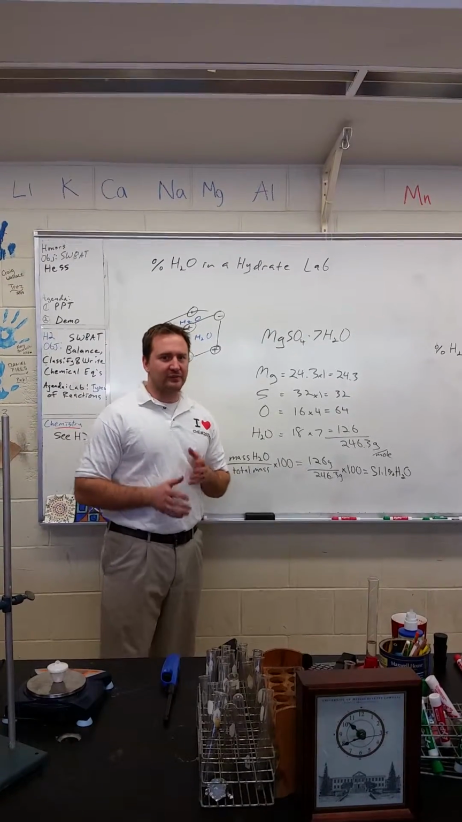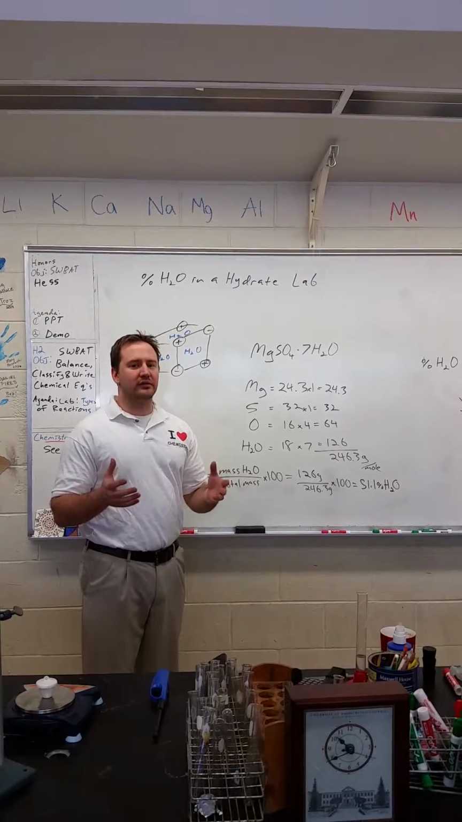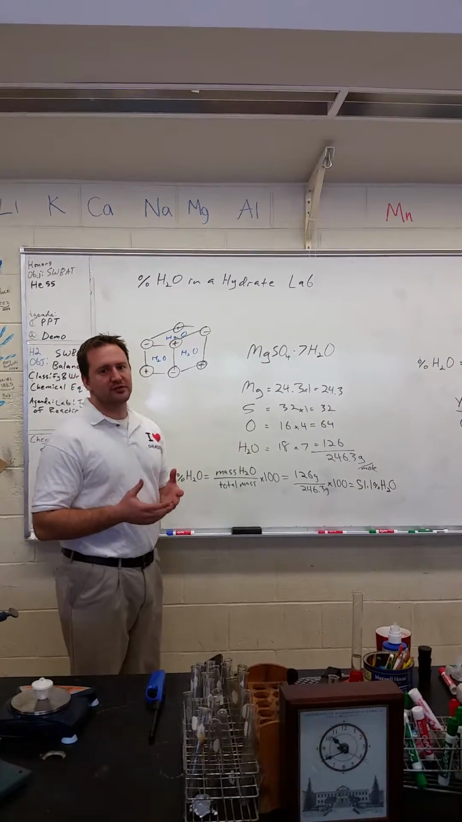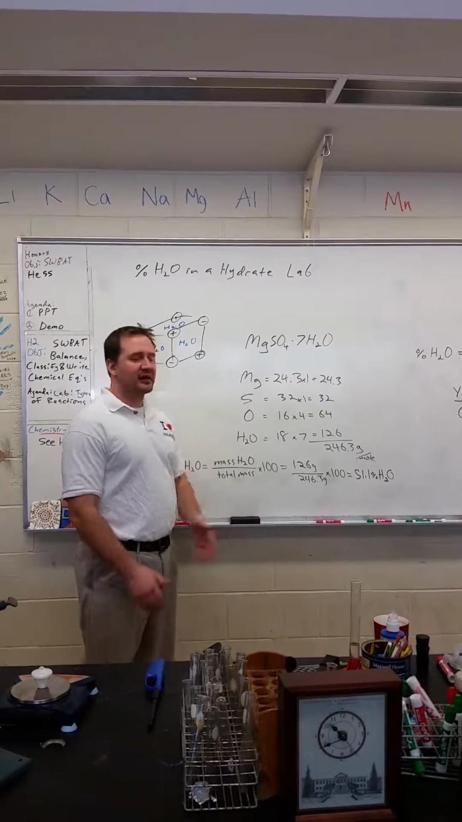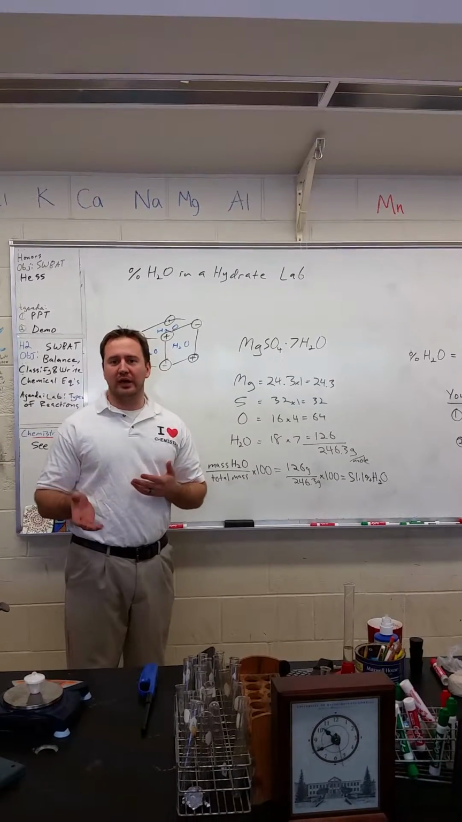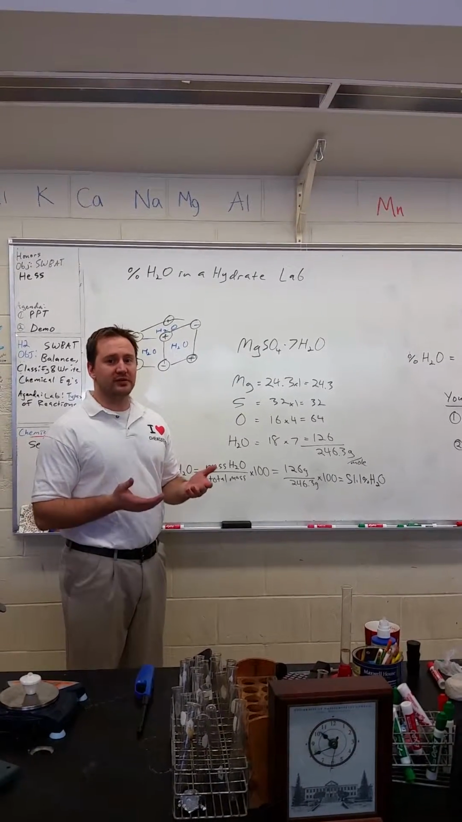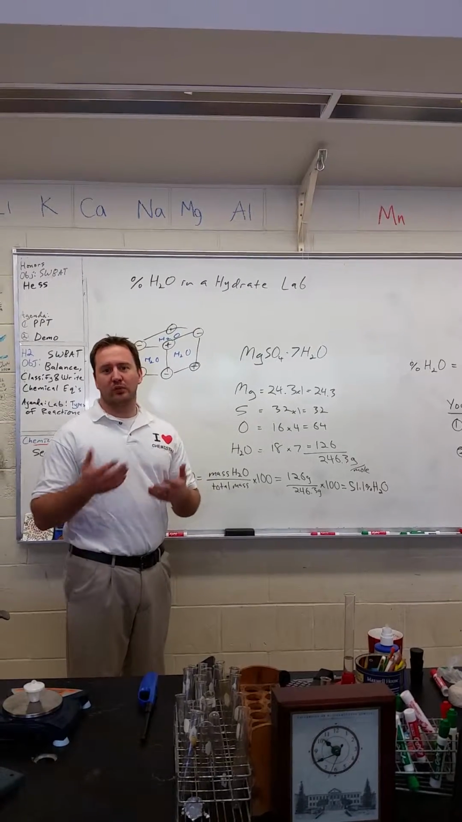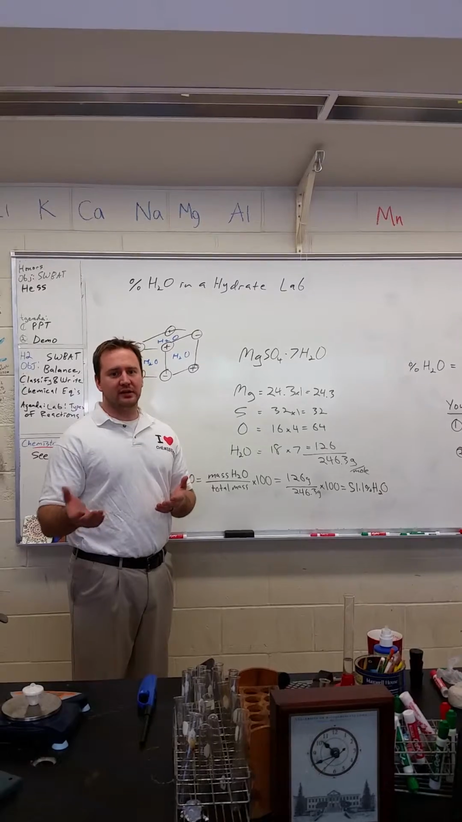Your job in this lab today is to figure out what hydrate you were given. There are 7 possible choices for hydrates. So you're going to have to calculate the percent water that should be in each hydrate. Then you're going to physically perform the experiment on your unknown sample to figure out which one it is. Whichever compound is closest to the percent water you get would be the identity of your hydrate.